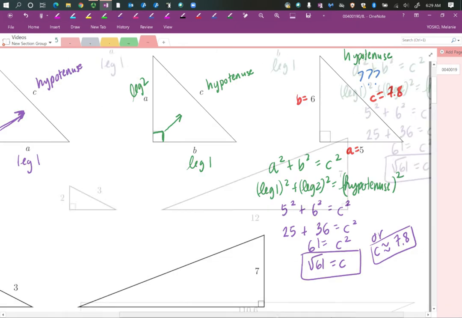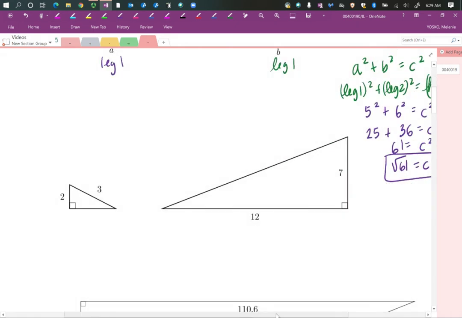Let's try some more. Two more triangles right here. I am missing a leg, right? There's a leg that's not labeled. So I can name it whatever I want. Maybe let's call it A. Maybe let B be 2. This is C. Every single time the hypotenuse is your C, that must happen.